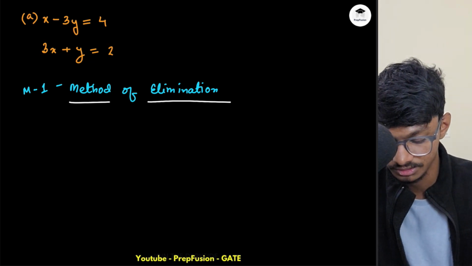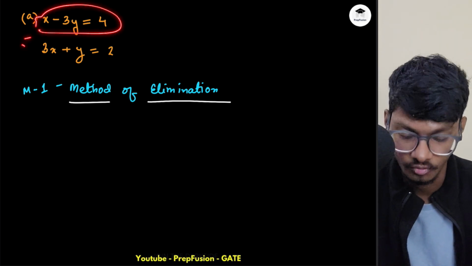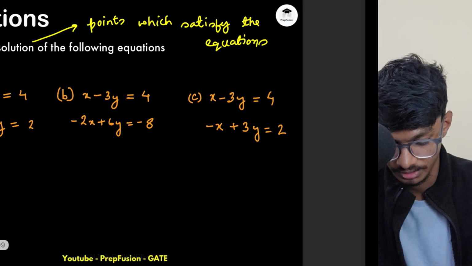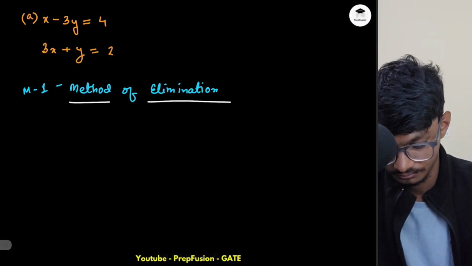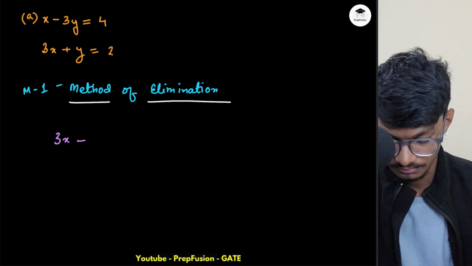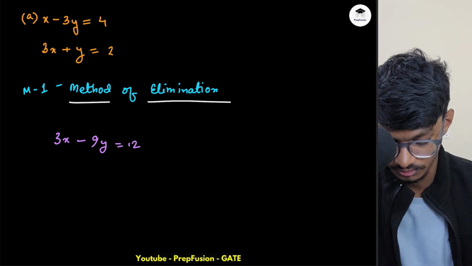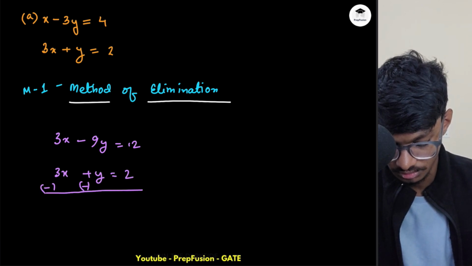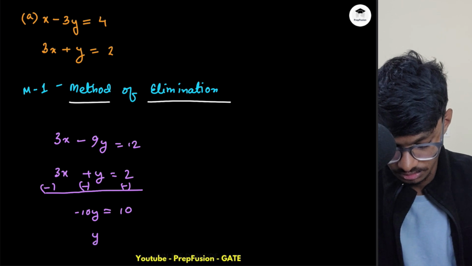So I will multiply this by 3 to make the coefficients the same here. Simply multiplying this by 3, this equation will become 3x minus 9y equals 12, and 3x plus y equals 2. Now if I subtract these two, this is minus 10y equals 10. So y equals minus 1.